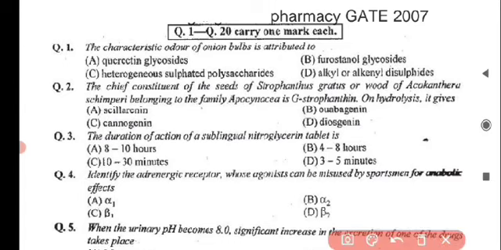Let's start with this video. The first question is the characteristic odor of onion bulbs is attributed to, and the correct answer is option number D, that is alkyl or alkynyl disulfides.